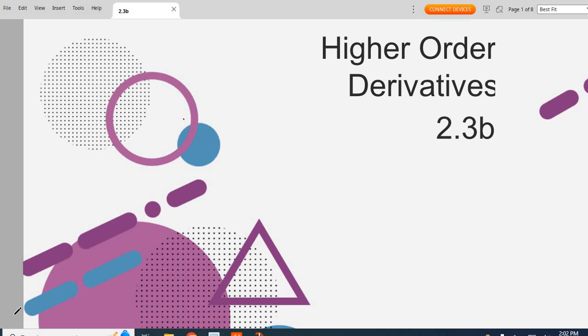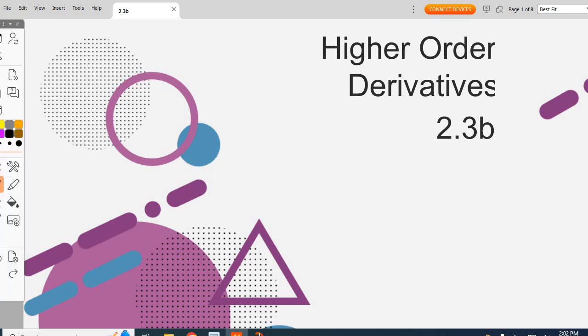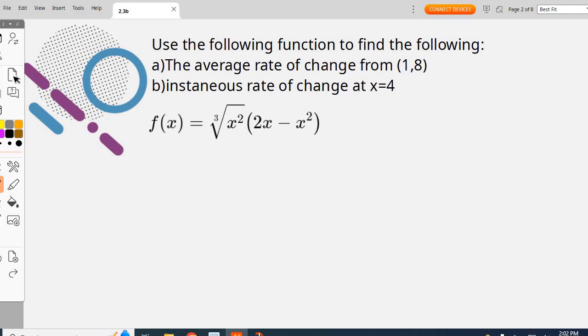Derivatives. Because from y'all's last quiz, I feel like y'all can do well when it's just "take the derivative of this." But when it's asked you to apply it, or we have to interpret what a question is asking, that we tend to struggle. So we're going to review some of that. It says use the following function to find the following. Part A asks us to find the average rate of change from 1 to 8.